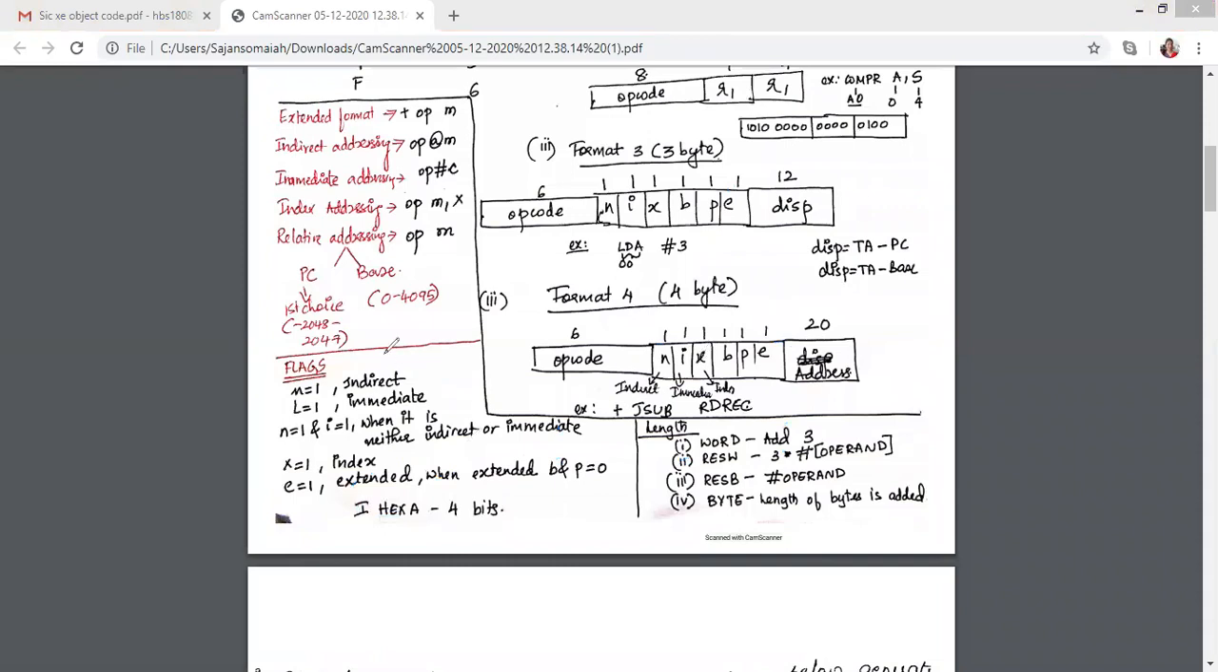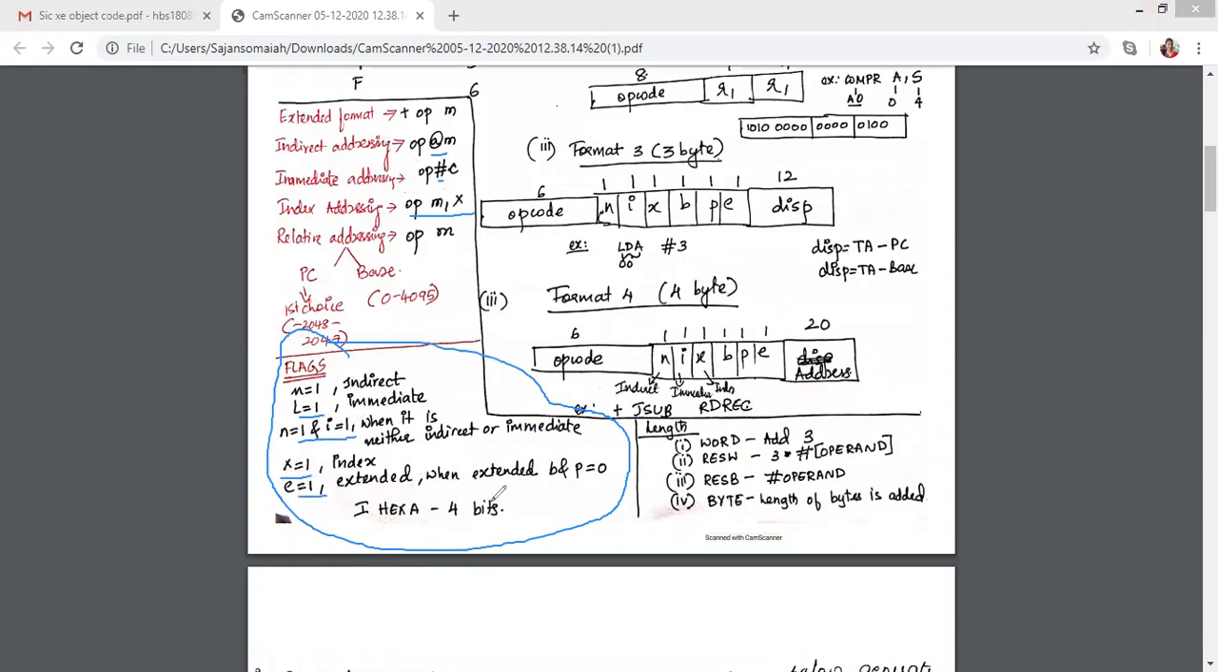Now see here, I have written some notes, and this will be helpful to you. If you have indirect, which is the at symbol, then you have to set n to 1. If you have a hash symbol, which is immediate, you have to set i to 1. If it is neither at nor hash, then you have to set both n and i to 1. If you have instructions of this kind with x, then you have to set x to 1. If you have plus in the instruction, then you have to set e to 1.